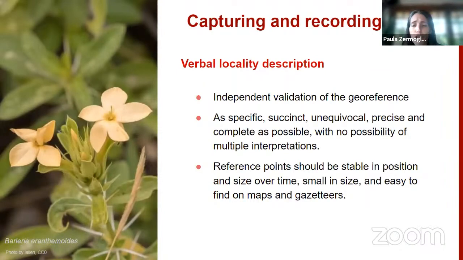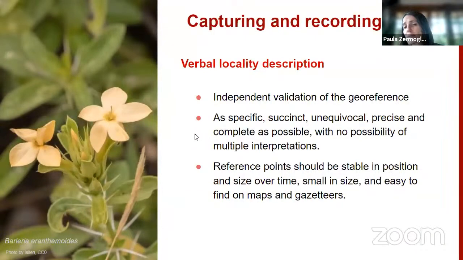So for the verbal locality description, it should function as an independent validation of the georeference. This means that if we have a georeference, for instance, with a point radius method that has a set of coordinates and a radius, the uncertainty associated with that location, and we also have a verbal locality description, we can always cross-check whether those two correspond to each other. So in that sense, it's an independent validation of the georeference. So it is important that the verbal locality description is a good one. And again, always keep the verbatim locality description at hand.